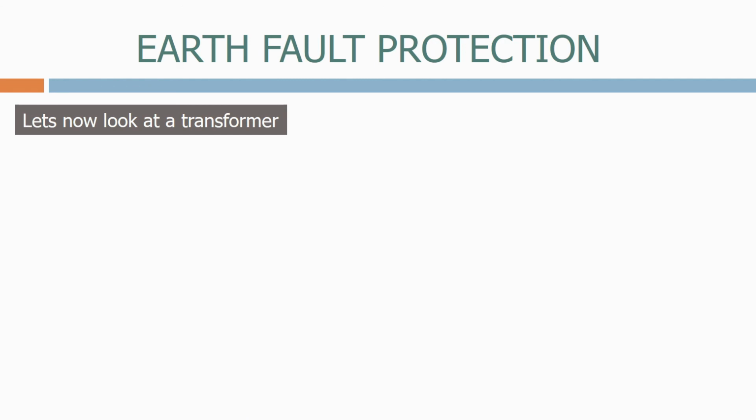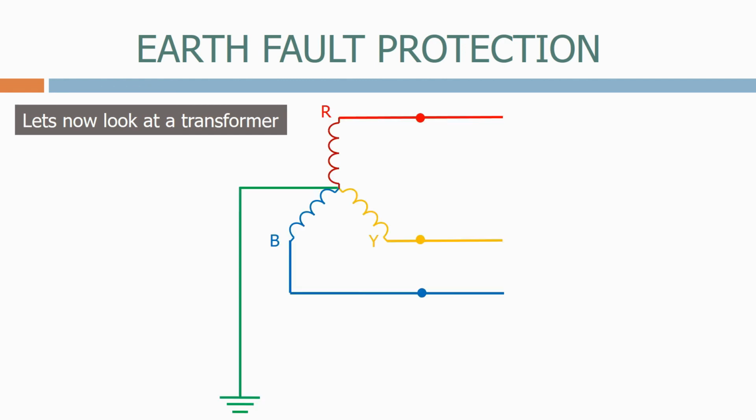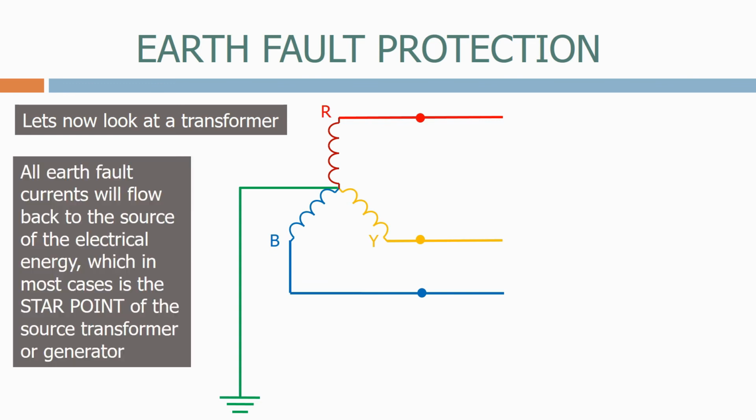Let's now look at a transformer. Here we have a typical three-phase transformer with red, yellow, and blue windings. All earth fault currents will flow back to the source of the electrical energy, which in most cases is the star point of the source transformer or generator.